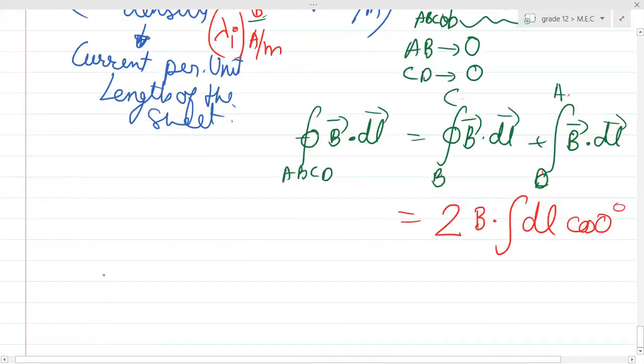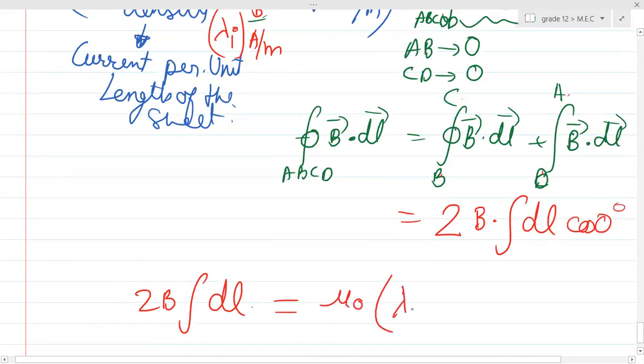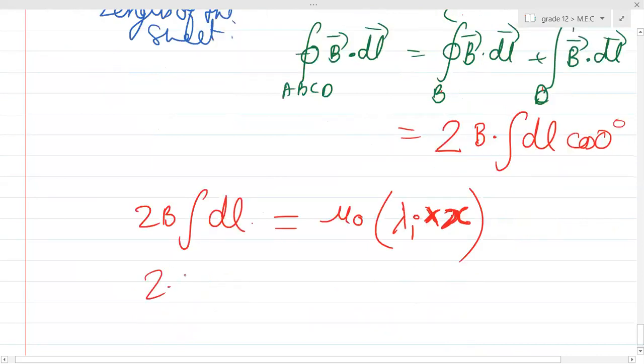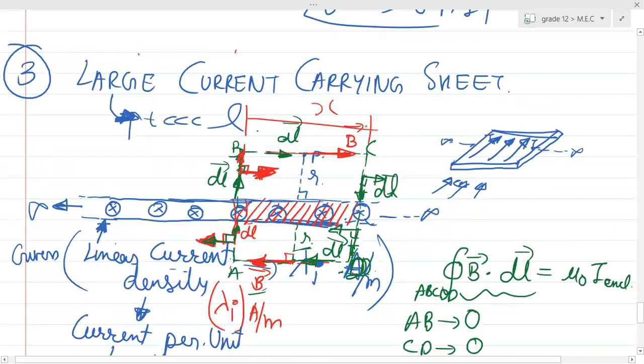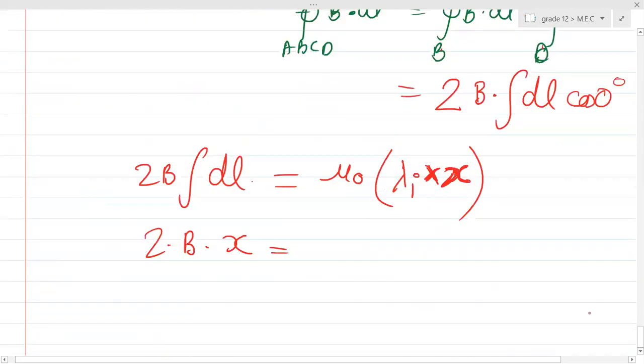So the LHS of the equation will be twice of B into DL cos 0, which is 1, equals mu naught into I enclosed. I enclosed means I will write lambda I multiplied by X. Is this clear? So this will be twice of B into X, because when I integrate DL from B to C it becomes X, equals mu naught into lambda I into X. X cancels with X and B will be, lambda I by 2 into mu naught.